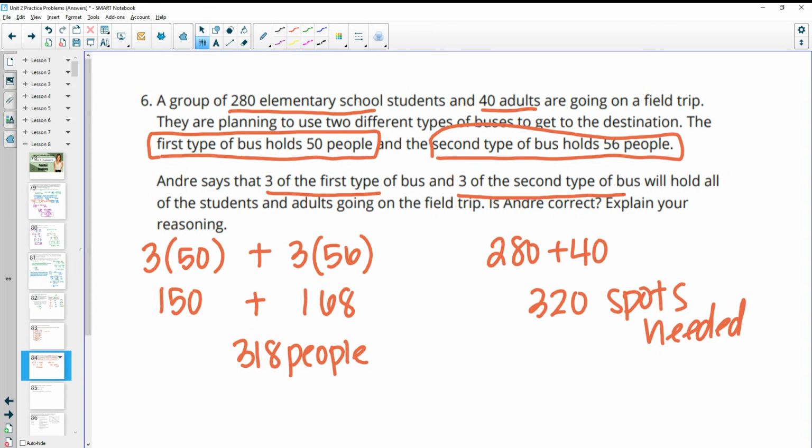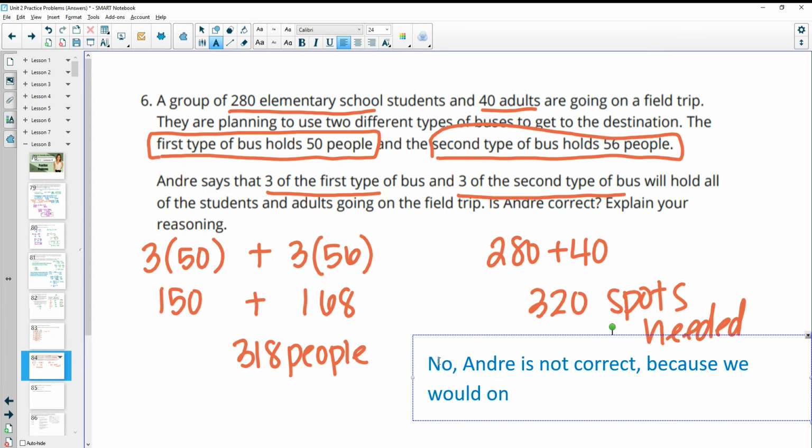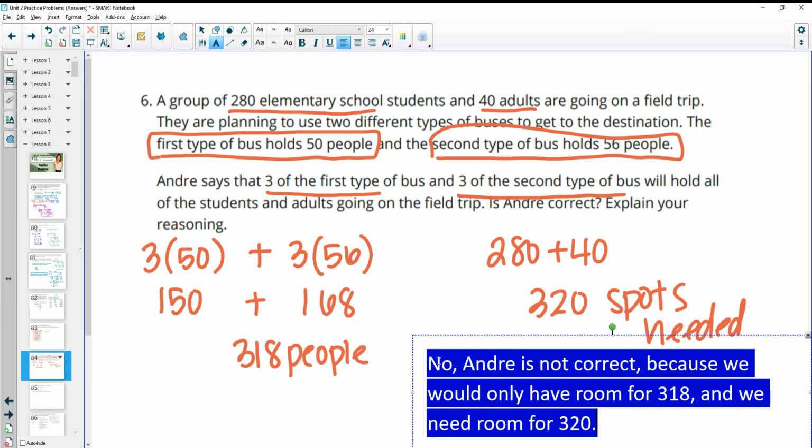So is Andre correct that this would hold everybody? And the answer to that would be no. Andre is not correct, because we would only have room for 318 and we need room for 320.